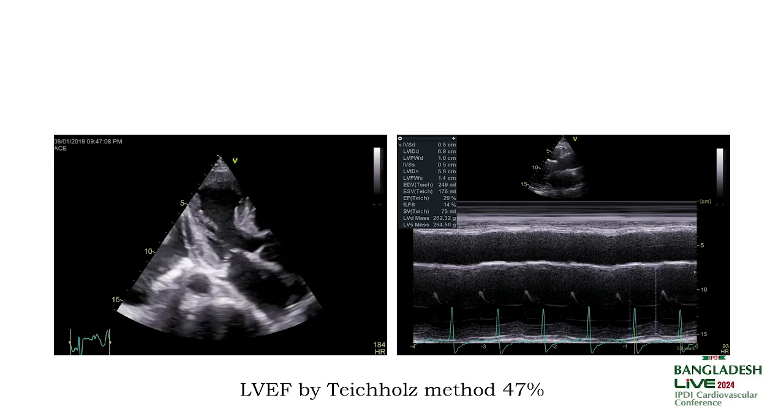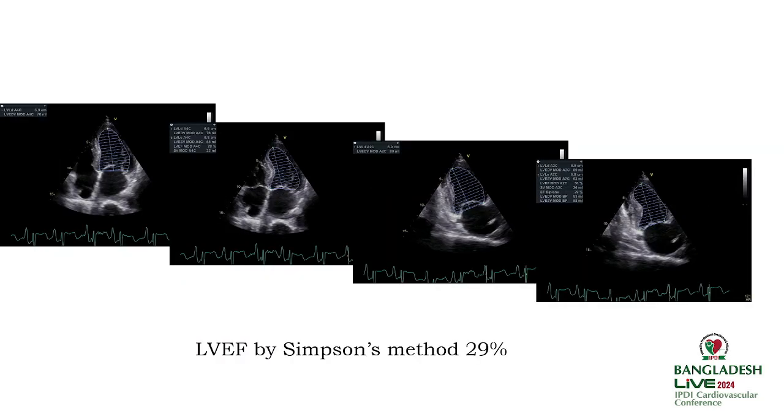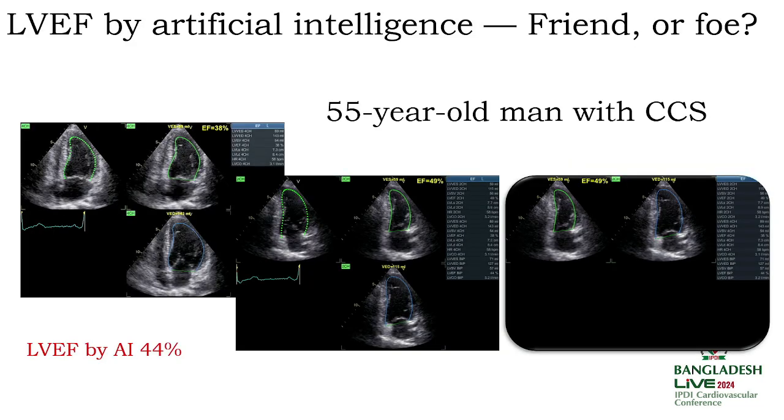Unfortunately, many echocardiographers in Bangladesh right now are dealing with this type of ejection fraction, and they are confidently writing that the ejection fraction is 47%. But wherever the Simpson method was applied, the ejection fraction fell below 30%, that is 29%. So always try to correlate with everything, otherwise there will be a false ejection fraction.